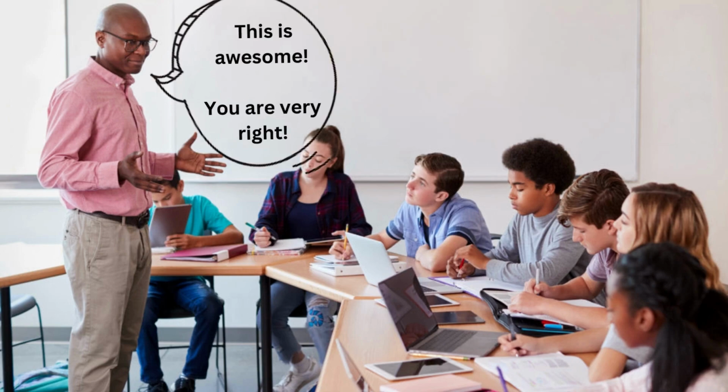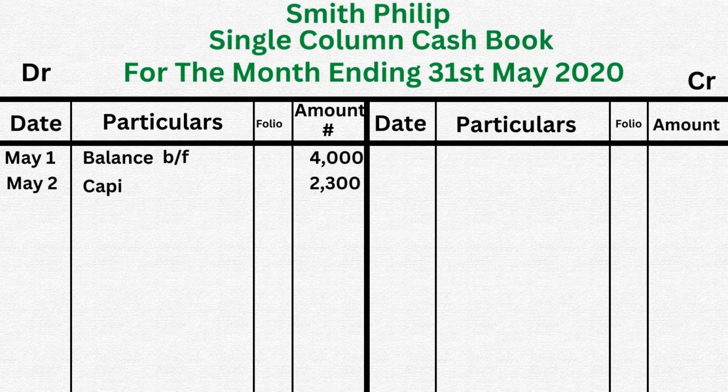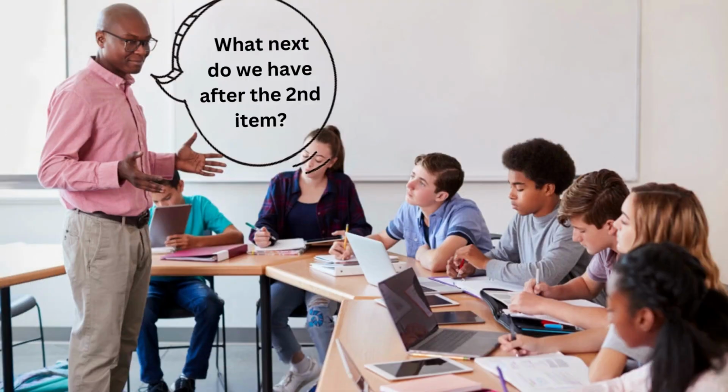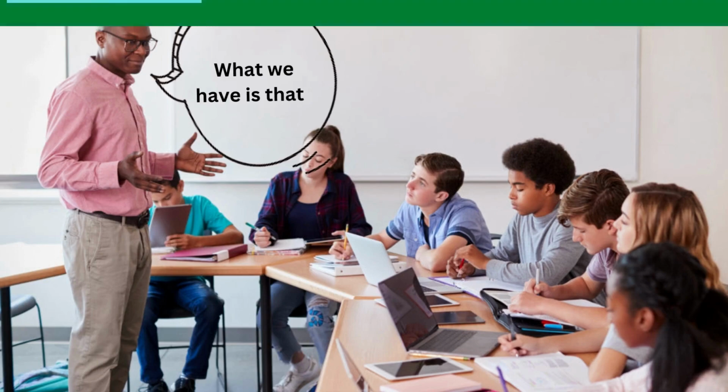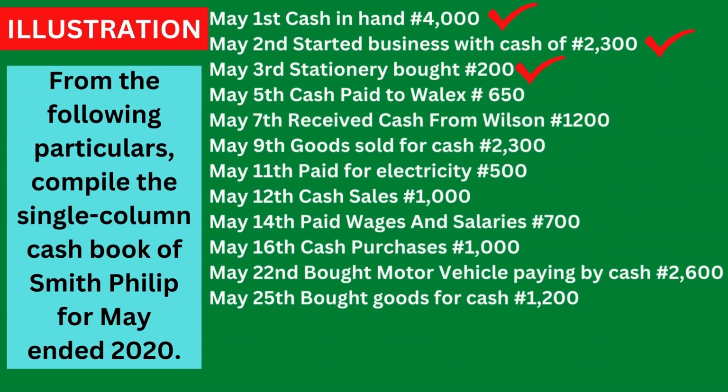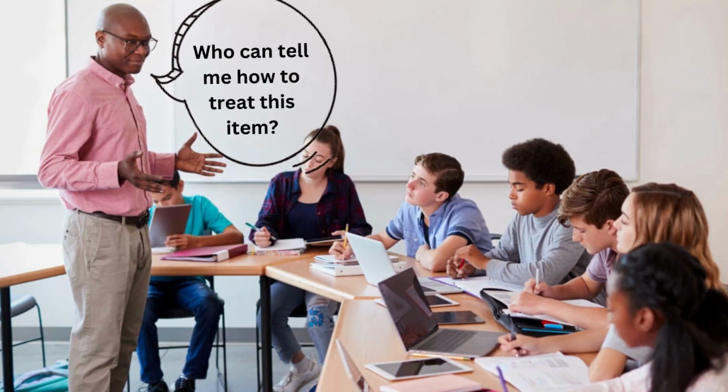This is awesome. You are very right. Here it is on the debit side. What next do we have after the second item? What we have is that on May 3rd, stationery bought 200 naira. Who can tell me how to treat this item?